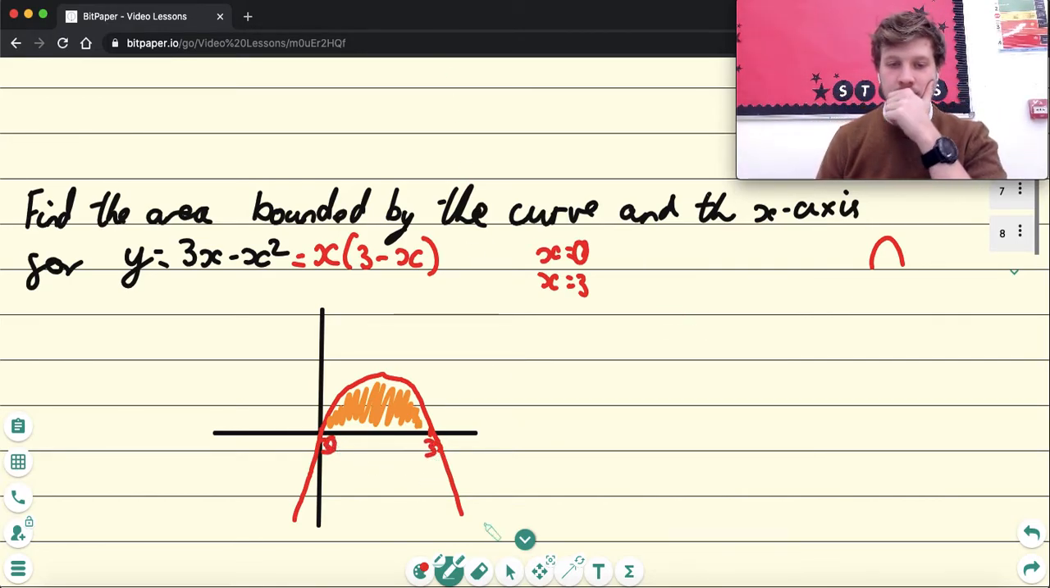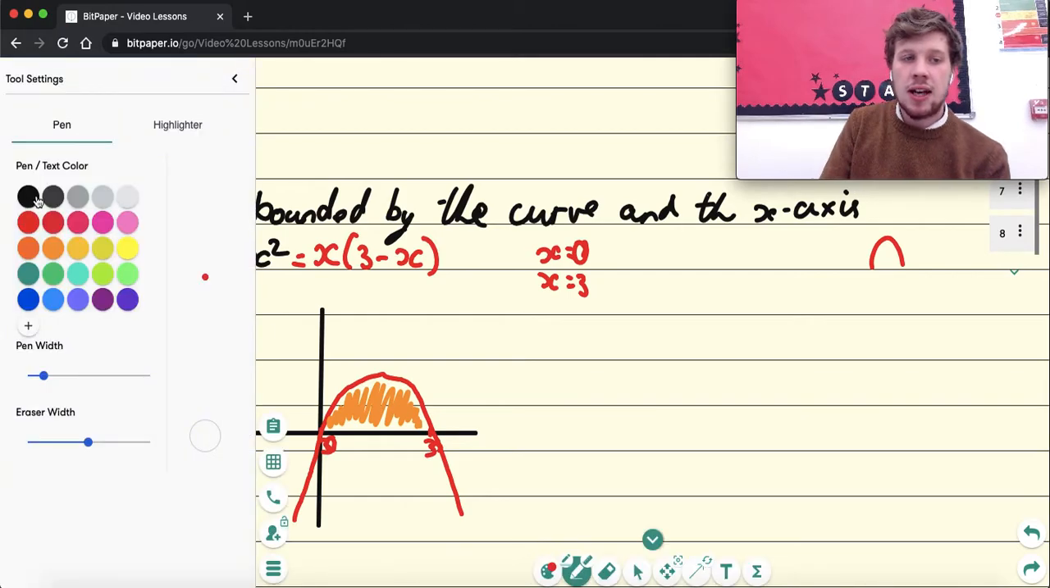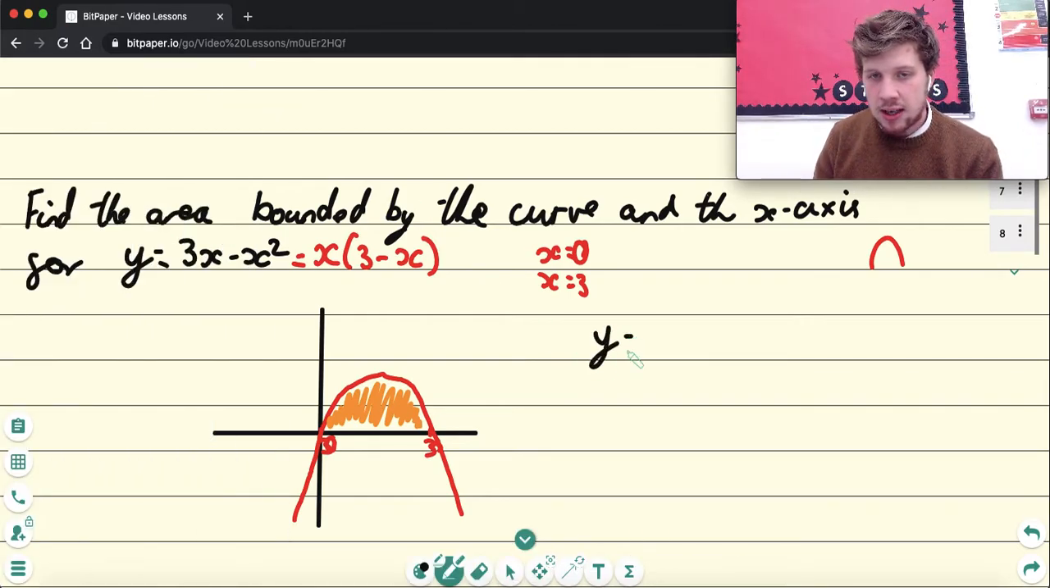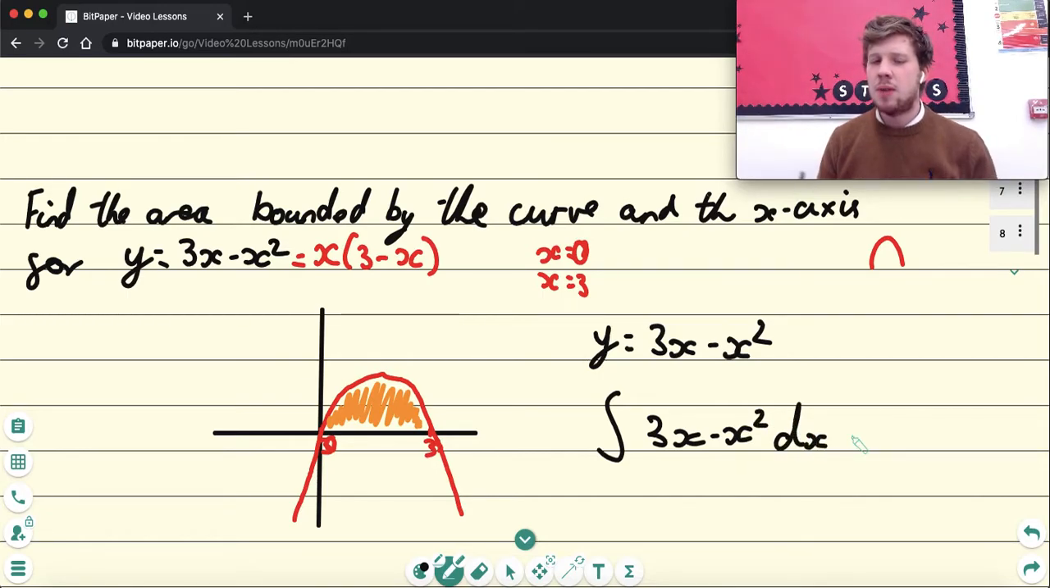So to do this, I'm going to need to integrate this, except I'm going to have to integrate between these certain values. So I'm going to start off, and I'm going to just write down my function of y equals 3x subtract x squared, and when I integrate this, I'm going to end up with the integral of 3x subtract x squared with respect to x, but that's going to be bound by some region. So my area is going to be equal to the integral of this bound by the regions of the curve on the x-axis. Well, the curve on the x-axis is 3 and 0.